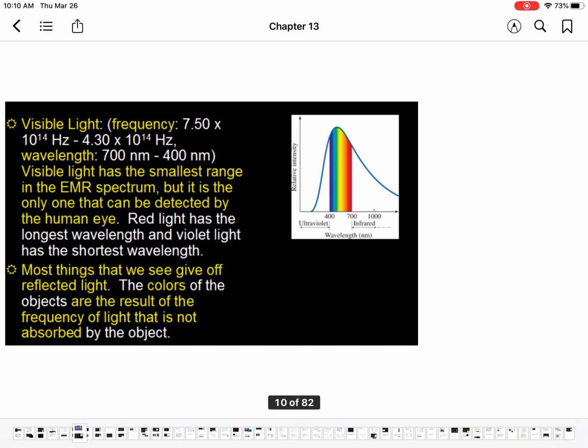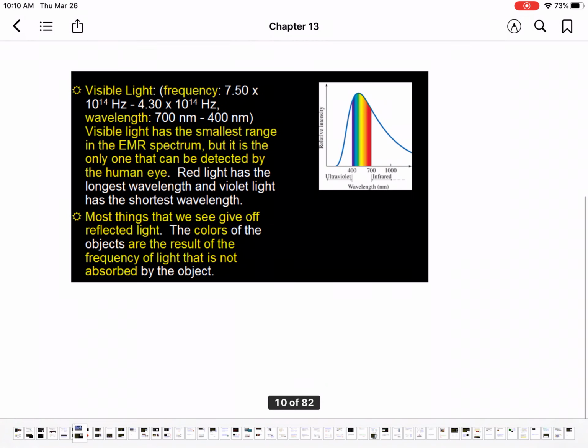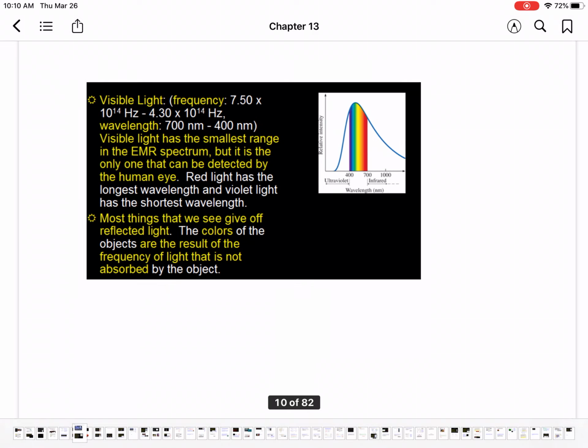So remember, you guys, the reason you see something as red is because an object absorbs everything except the red light, and your eye is actually receiving that. So the colors we see are basically what's not absorbed.